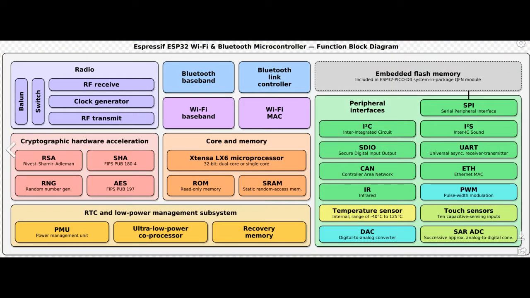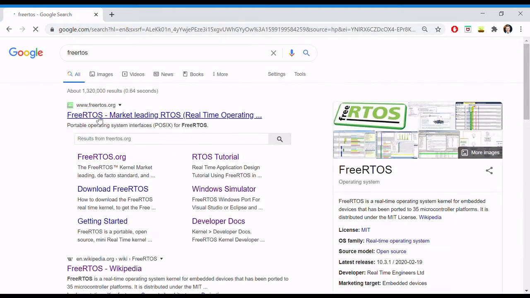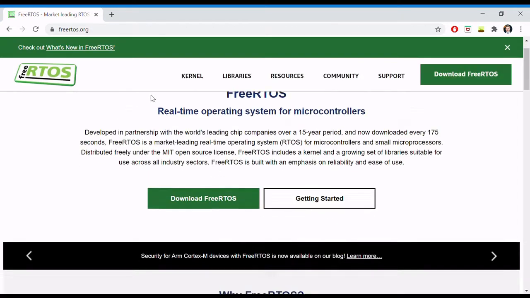So what's the operating system that can actually provide all this fantastic hardware? It's got a dual-core processor, an ultra-low power coprocessor, 512 kilobytes of RAM, peripheral interfaces, hardware acceleration, flash encryption, power management, and a random number generator. Well, that operating system is called the Free Real-Time Operating System, which is an open source project that you can take a look at.